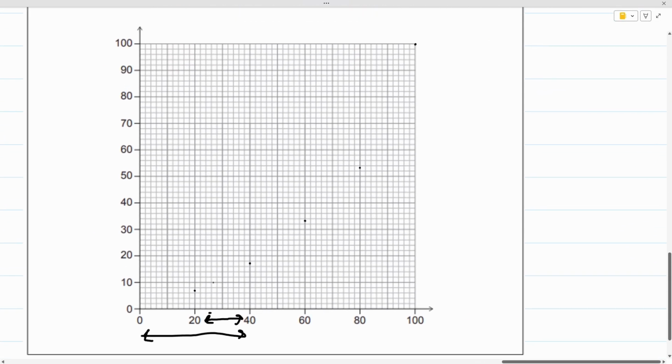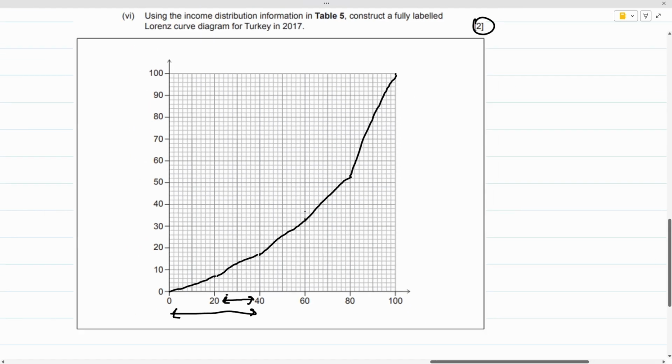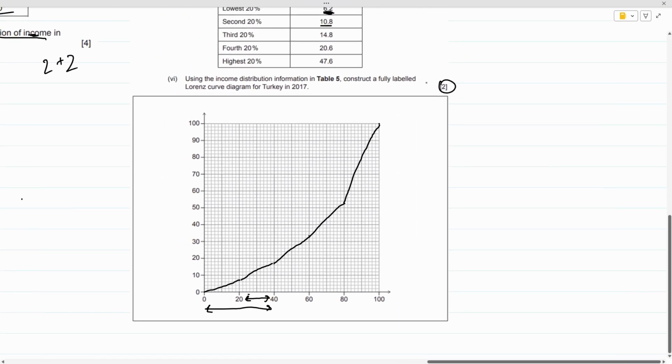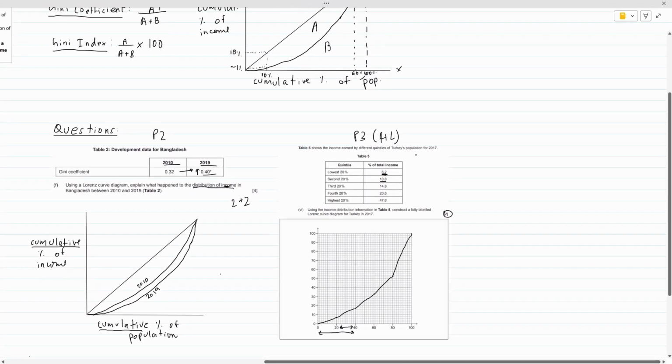Now, as for tracing this curve, you don't have to draw a perfect curve. You can just draw straight lines all the way through. Straight line from this to this to this, here to here, and here to here. So that's our rough Lorenz curve for this question, and that should fetch you the full 2 marks.